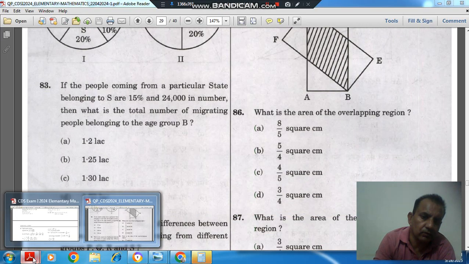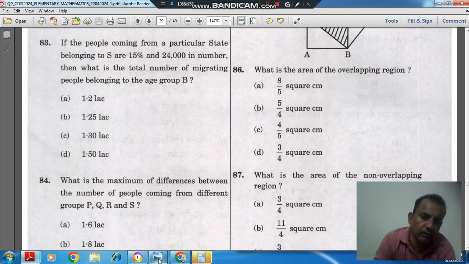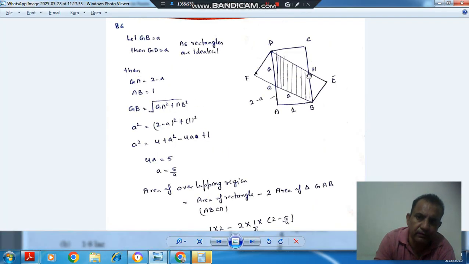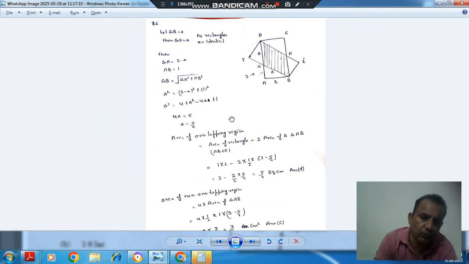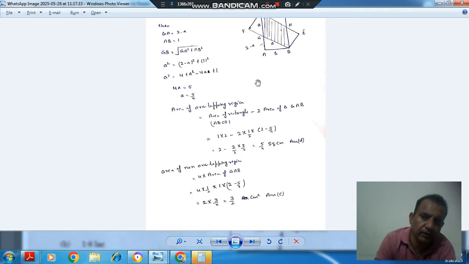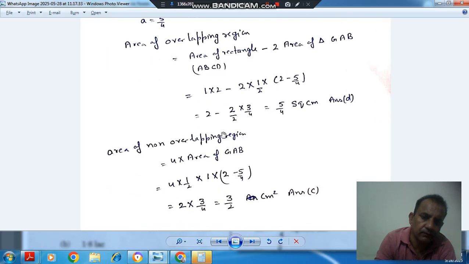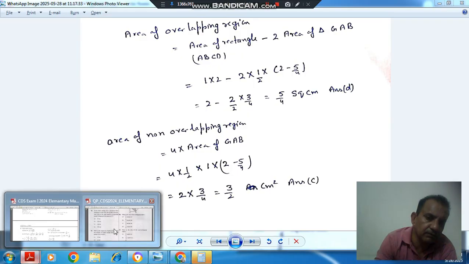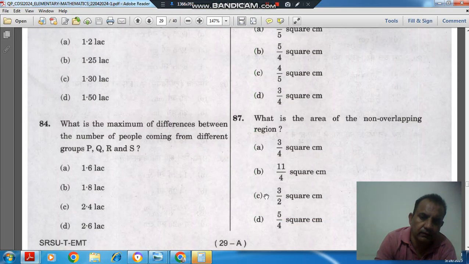Now in the second question we have to find the area of the non-overlapping region. If we calculate the area of these four triangles, it will be the area of the non-overlapping region. So that is 4 into the area of GAB, and the area of GAB we have calculated: 1 by 2 into 1 into 2 minus 5 by 4. So it comes out as 3 by 2 centimeter square. So the answer is option C for question number 87.